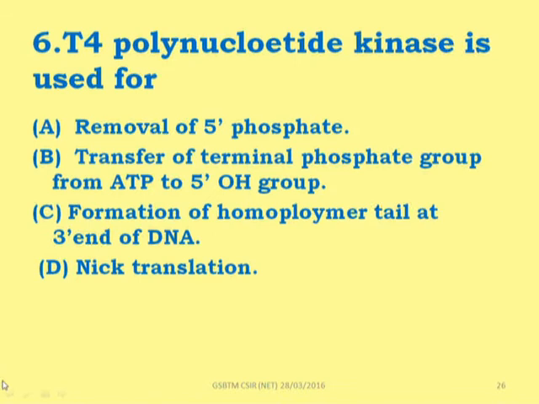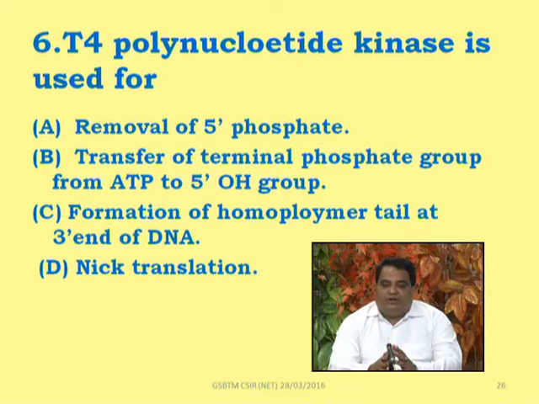Next one. T4 polynucleotide kinase is used for, very important question. There is a mechanism by which we can label nucleic acid molecules at the end of DNA. At the 5' ends, there will be a phosphate, and it will be possible to remove the normal phosphate and transfer radioactive phosphate. Alkaline phosphatase is the enzyme which is responsible for dephosphorylation.